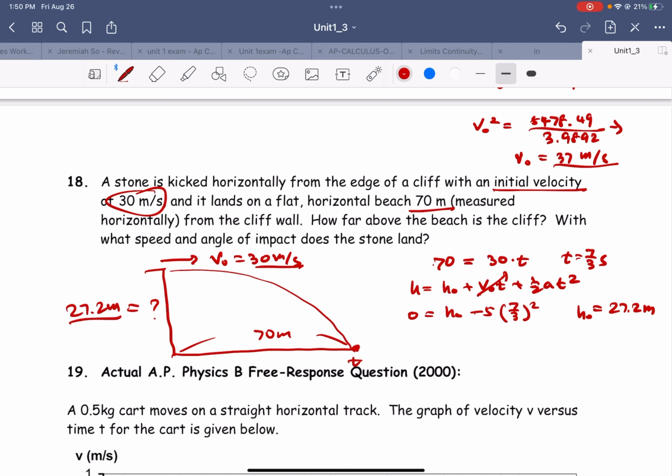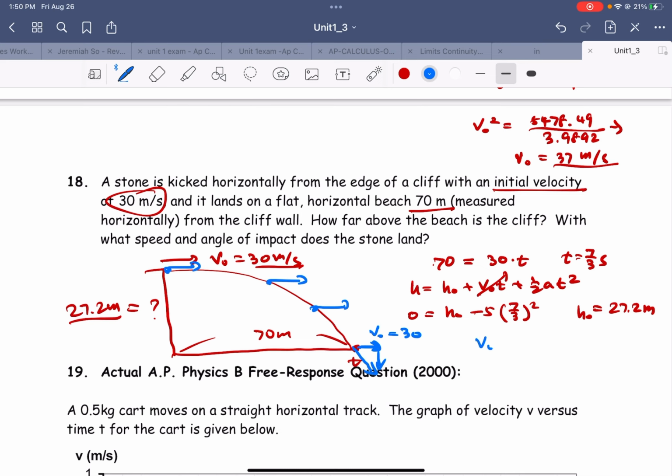Now, second question: with what speed and angle of impact does the stone land? So when it lands, the velocity goes in that direction, right? So I need to know the horizontal velocity and also the vertical velocity components, and then I'm going to use the Pythagorean theorem to find the actual velocity when it hits the ground. Your horizontal velocity is still 30. Like we talked about, it's always 30 everywhere. So that one is still 30 horizontally. Only vertically, what is your vertical portion?